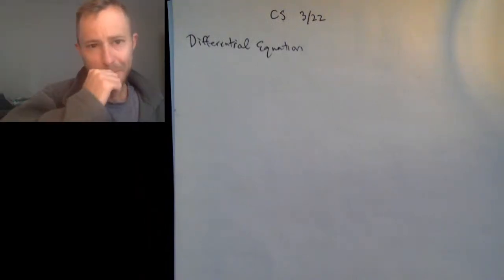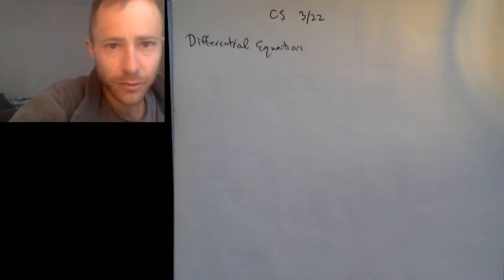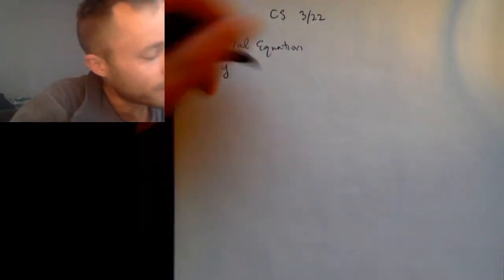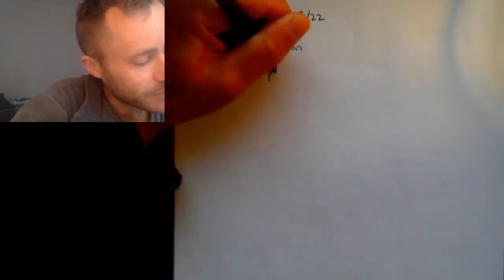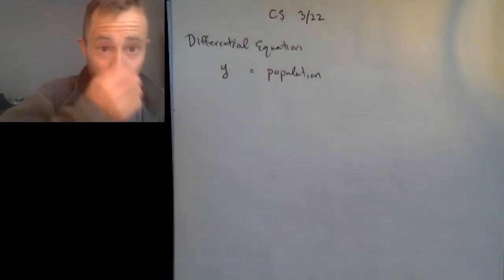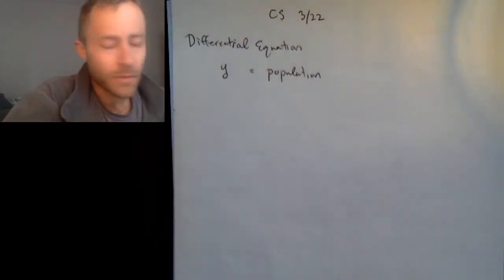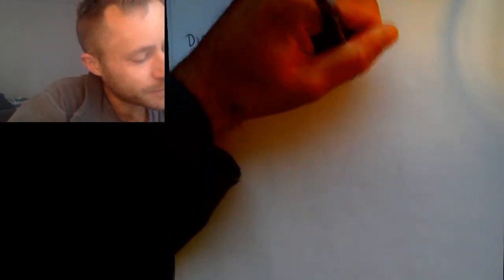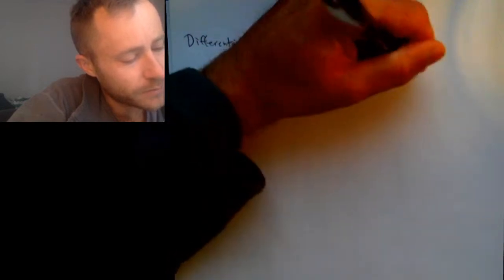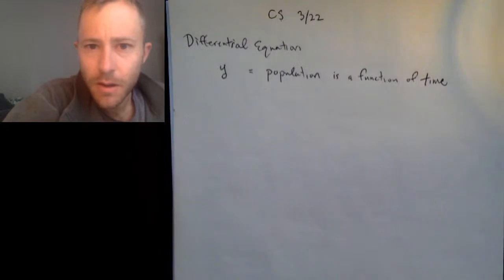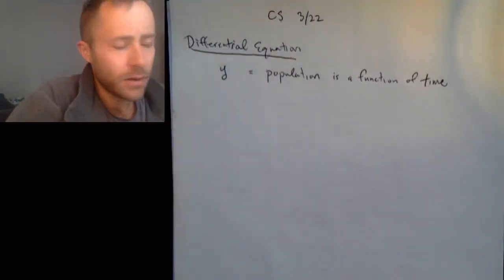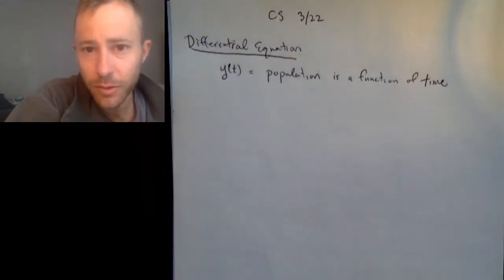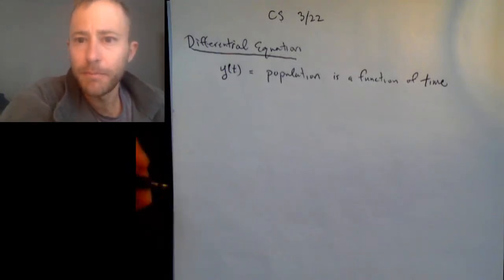So the first example that we are going to use is I'm going to let a variable y equal the population. So for example, the number of humans, okay? And then the population, y, is a function of time, okay? All right, so I could put parentheses t, like f of x. So the population is a function of time.